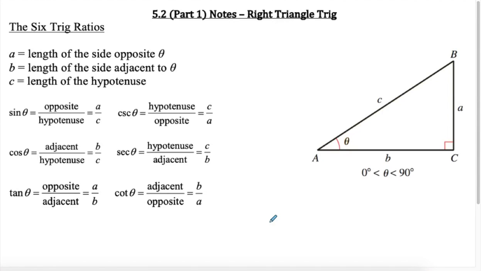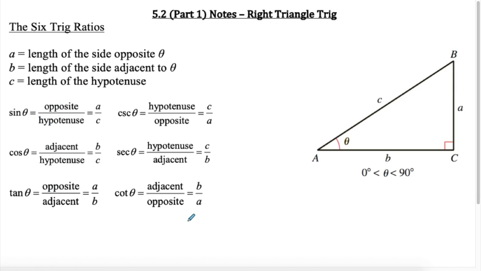All right, in 5.2, we're going to take a look at right triangle trig. So, the first place we're going to look is the six trig ratios. You've definitely seen at least three of these before in geometry. And if you took pre-calc last year, you've seen all six. Okay? But the three you have certainly seen before are sine, cosine, and tangent.